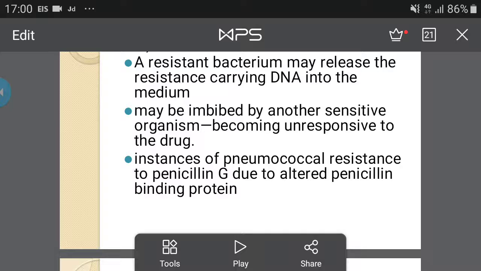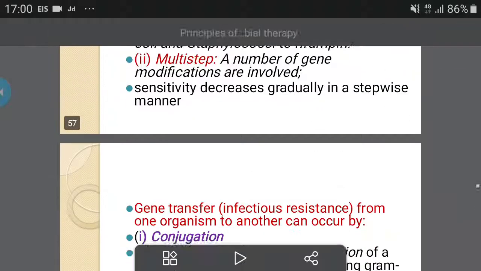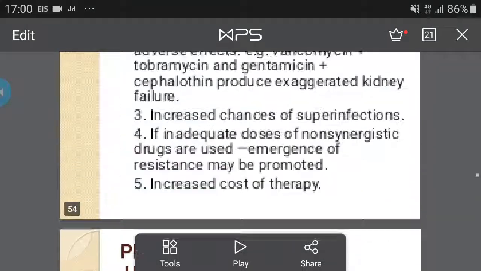Number 3, what are the common methods of gene transfer for mutation?